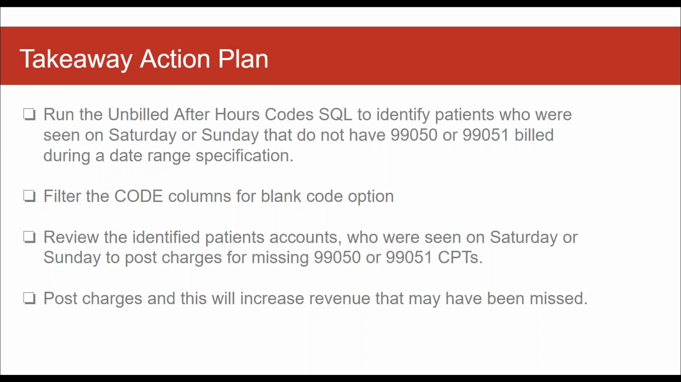Now that we have reviewed the workflows, our takeaway action plan is to run the unbilled after-hour code SQL to identify patients who were seen on Saturday or Sunday that do not have a 99050 CPT or the 99051 billed during the date range specification. You will also filter the code columns for blank code option. Review the identified patient accounts who were seen on Saturday or Sunday to post charges for missing CPTs. Post these charges, and this will increase the revenue that may have been missed.